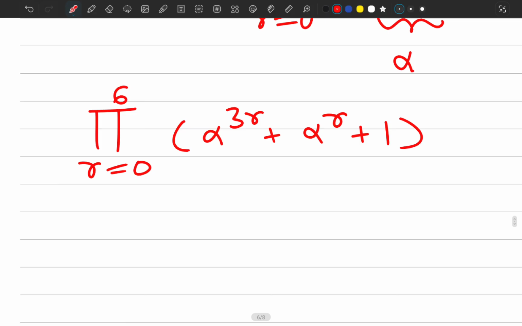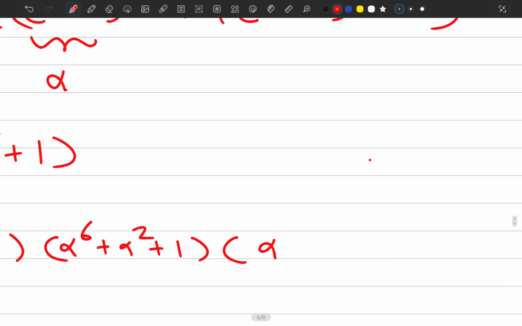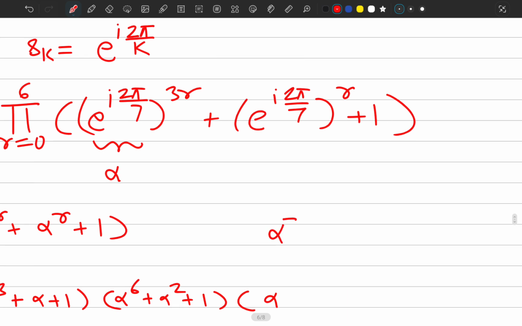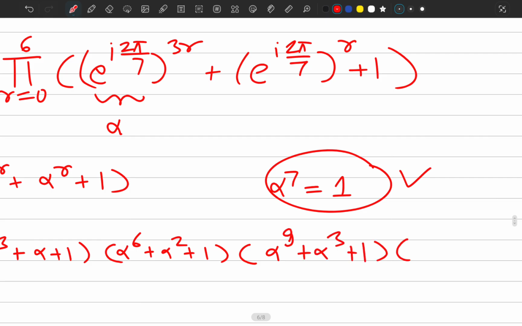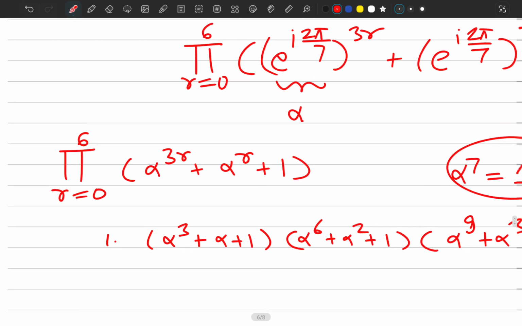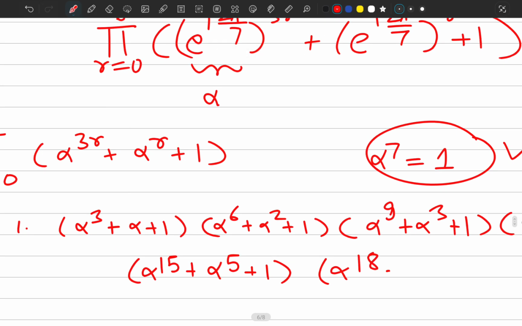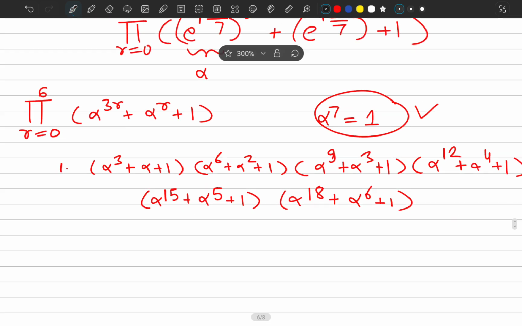If we further expand, so this will give us 1, this will give us alpha cube plus alpha plus 1, this will give us 6, and also alpha 7 is equals to 0, that is obvious. Okay, so let us simplify.